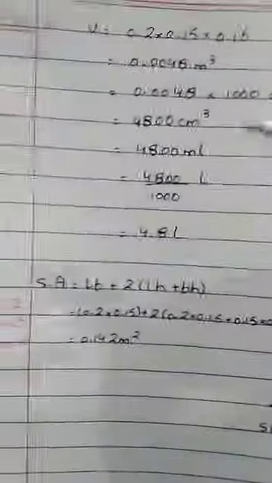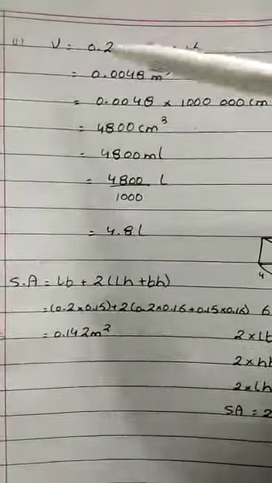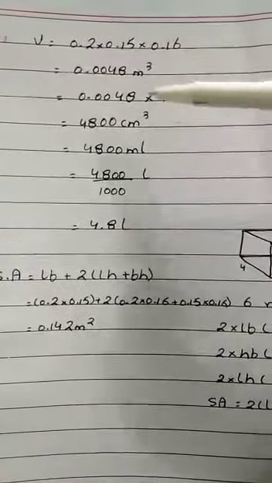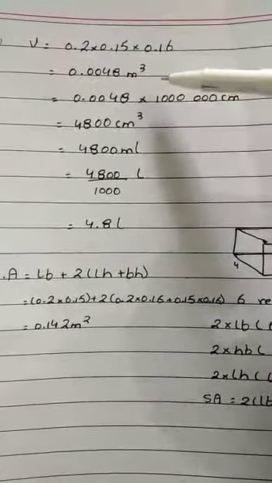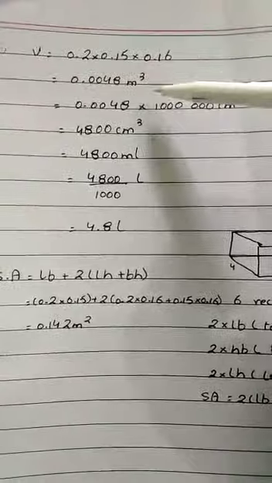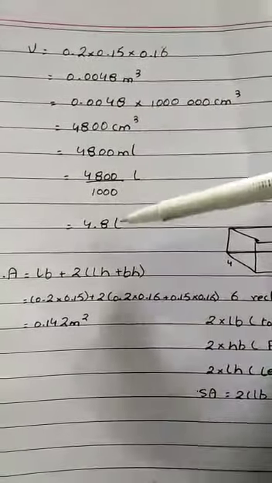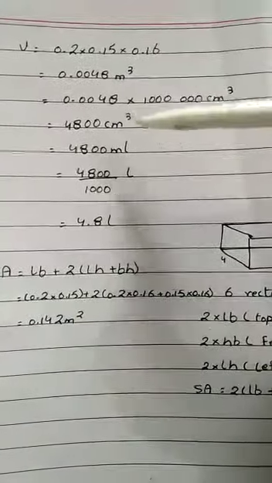So this is the solution of question number 10. First we will find the volume: length into breadth into height. This is 0.0048 meter cube. Now we have to convert meter cube into liters. So how can we convert?